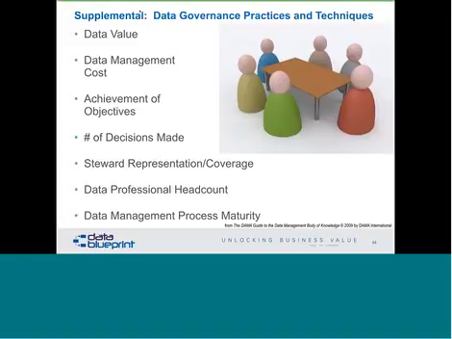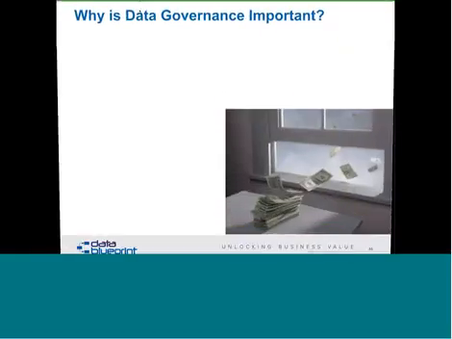Well, what we'd like to see is that you achieve some value of the data, that you understand a bit more about how much it costs. Are you achieving objectives that you've set out to achieve? Are you getting some decisions? What sort of steward coverage do you have in there? What sort of professionals headcount do you have? Again, these are things that you can come up with, which will eventually lead you to the process of assessing your overall data maturity in those areas.